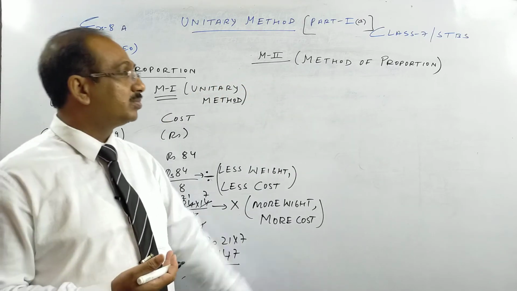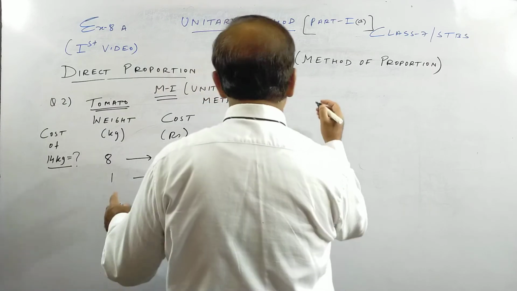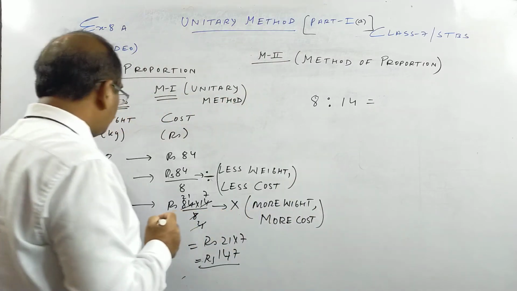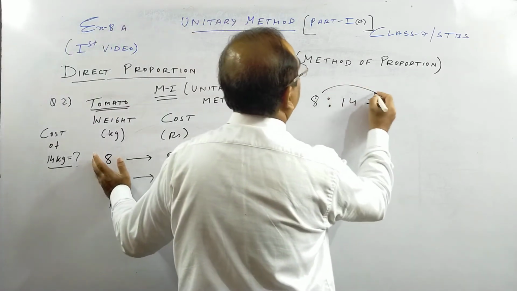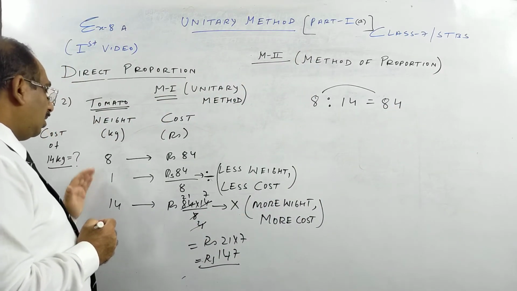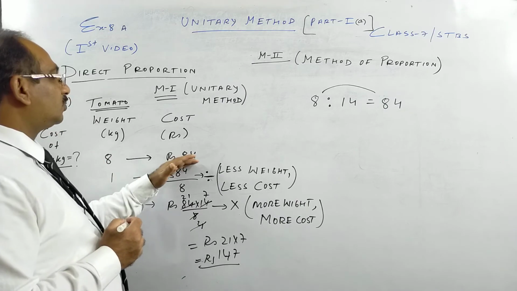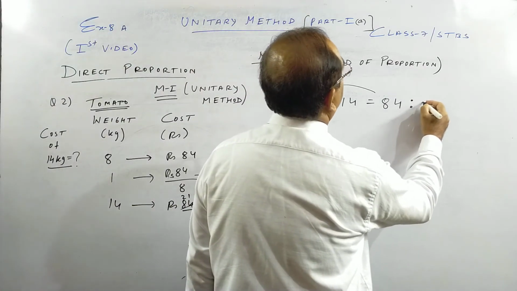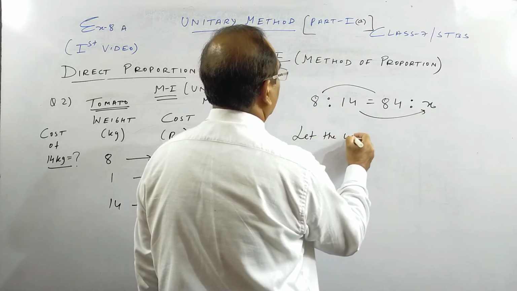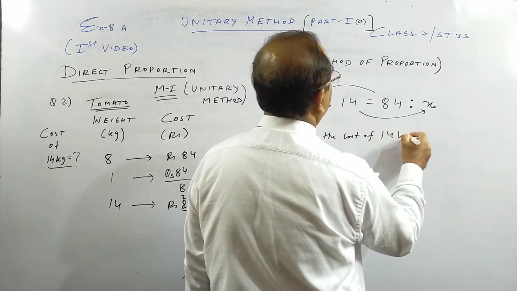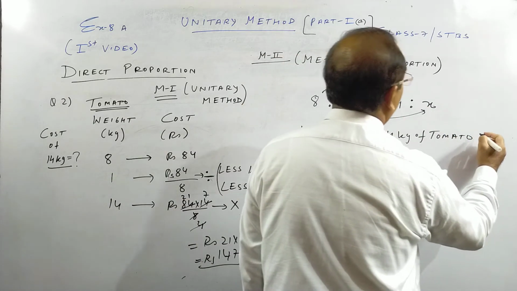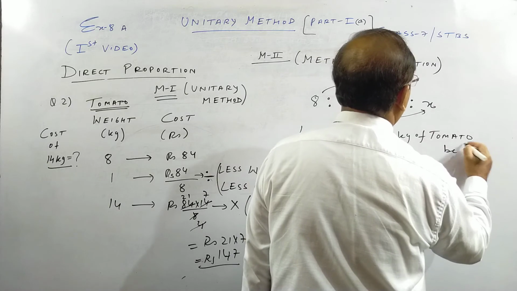So second, I'm doing the same sum by the method of proportion. What I'll do, 8 is to 14, so this side is weight, 8 kg is to 14 kg is 84 rupees is to what? So what is the cost of 14 kg? So you can write, let the cost of 14 kg of tomato be X.